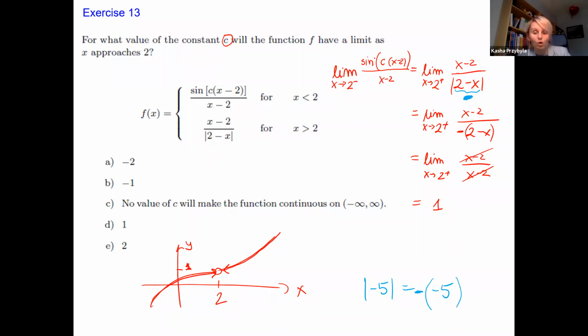Sine of c times x minus 2 over x minus 2. If I substitute 2, I have 0. That means it's good. And 0 times c will be 0. Sine of 0 over 0, we know that this is 1. But what is important, we have to have identical 0. That means I have to see the same quantity.